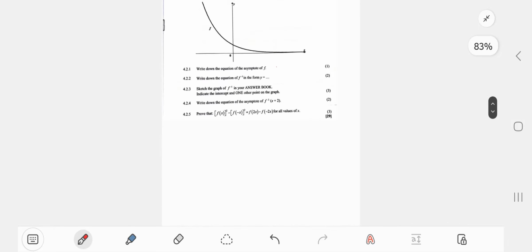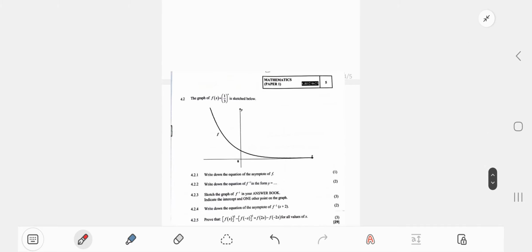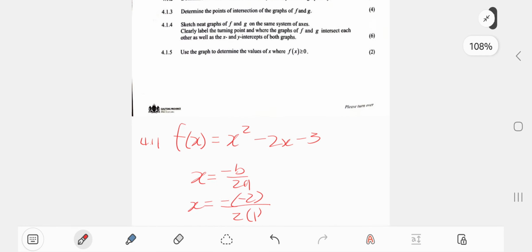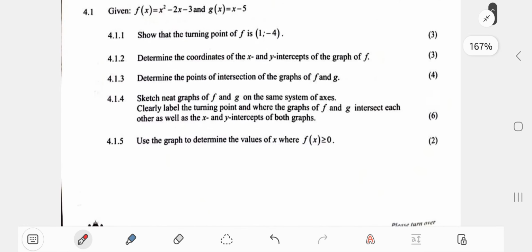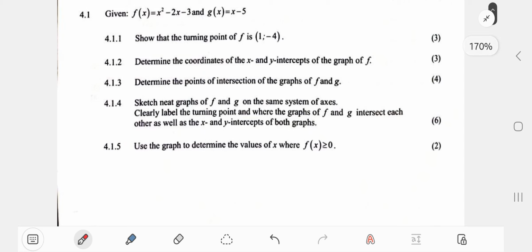Right, let's resume. So I'm just going to move this down. Let's resume, right? So then the next question asks us to sketch the graphs of f and g on the same set of axes. And we should clearly label the turning point, where the graphs intersect, as well as the x and y intercepts of both graphs.